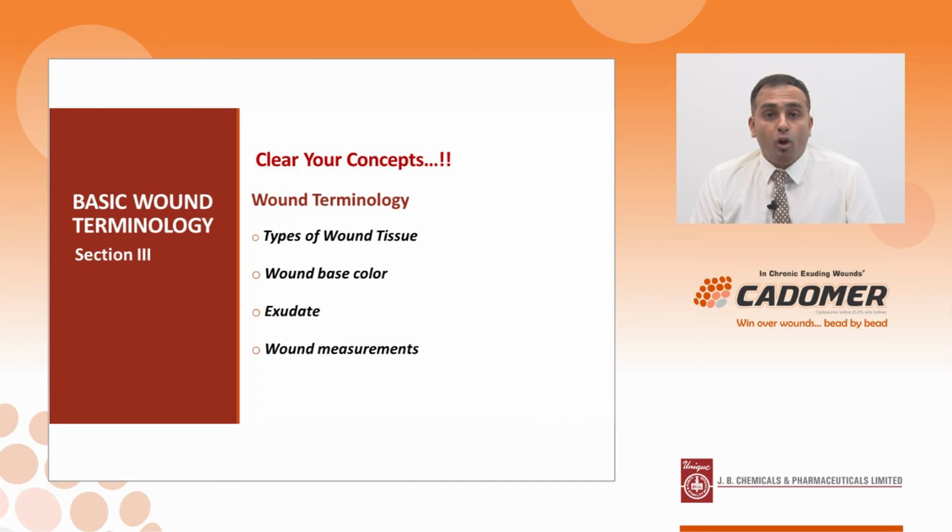Now, let's understand some of the important wound terminologies. It is very important for all of us to clear our concepts here, because when we deal with our Cadomer launch, you will come across a number of terminologies again and again, which are very important when you are talking with the doctor or promoting our product. So, the terminologies I will cover are the different types of wound tissue, wound base color, exudate, what exudate is, and how you measure the wound. Let's look at all these terminologies one by one.